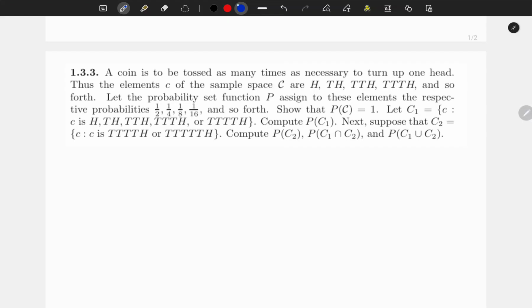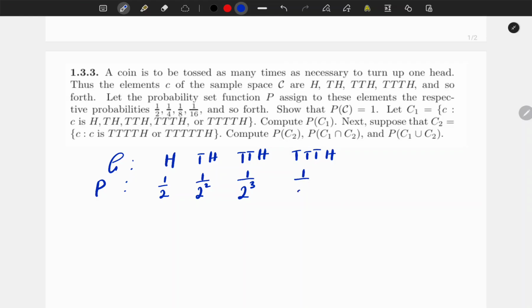So let's first of all check how the probability is being assigned. In our sample collection, for H the probability assigned is 1 over 2. For TH, we have 1 over 2 squared, which is 1 over 4. For TTH, that's 1 over 2 cubed, and for TTTH, that's 1 over 16, and so on.